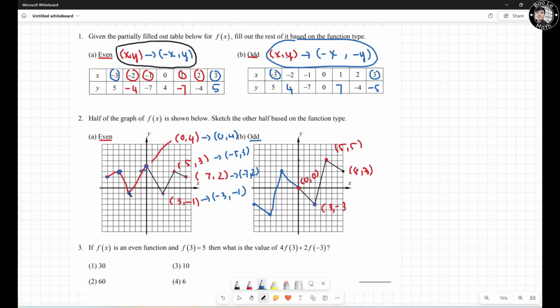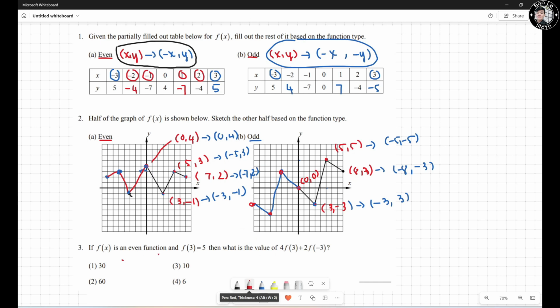So x, y, and the image should be negative x, negative y. So the image should be negative 5, negative 5. This is negative 8, negative 3. This guy's negative 3, 3. And then the last one right here, it should be itself, right? Alright, so we just locate these three points right here on the x and y coordinate and we get the answer. It should be right here, and right here. Alright, now let's move on to the next one right here.